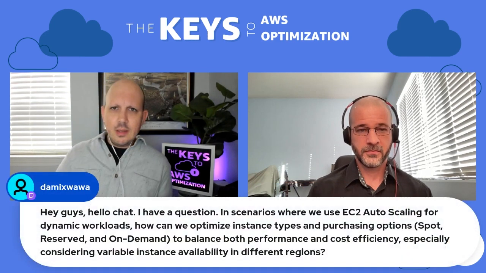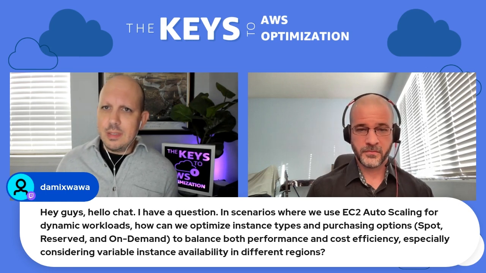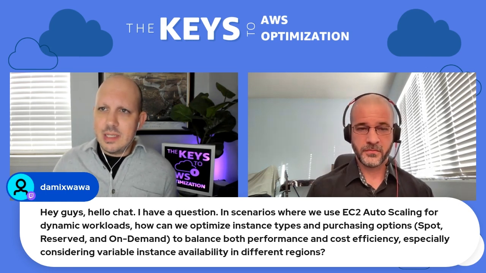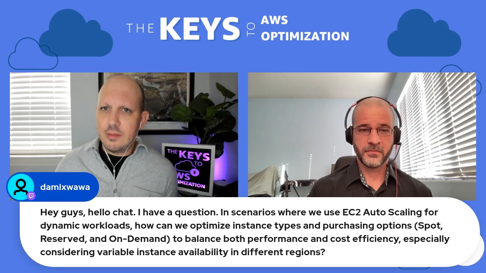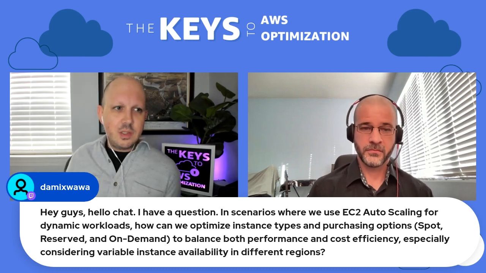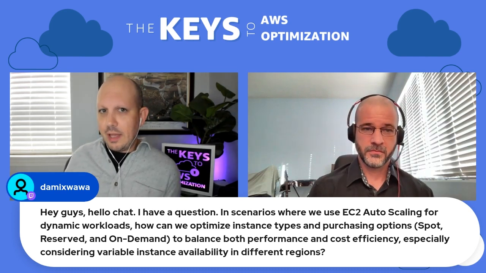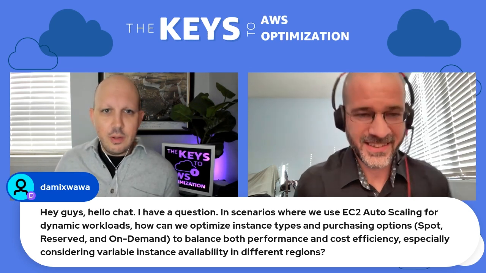But the next piece I wanted us to move into, because I saw a question that came up from someone as well, was a question saying that for scenarios where they use auto scaling for dynamic workloads, how can we optimize instance types and purchasing options like Spot to balance performance, cost efficiency, and especially consider variable instance availability in different regions? I wasn't sure, Robert, if you think this is going to bring us into some of the Karpenter conversations, or if you had maybe a different take on this. I'm just curious where your head goes with this one.